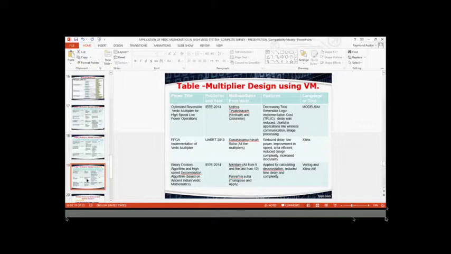Another one was the FPGA implementation using the Urdhva Tiryagbhyam sutra for multipliers. This design was more efficient and faster as compared to other multipliers, and the lookup tables required to implement the multipliers were also fewer when compared to other multipliers.